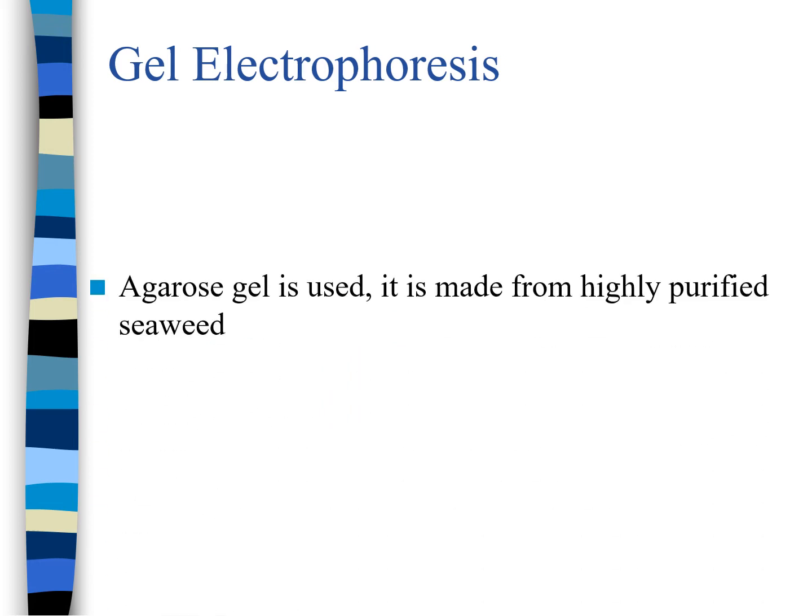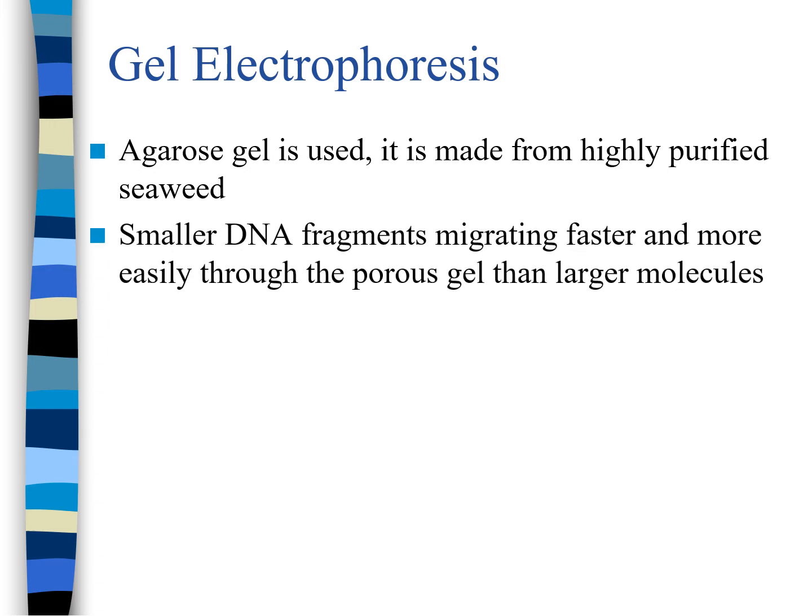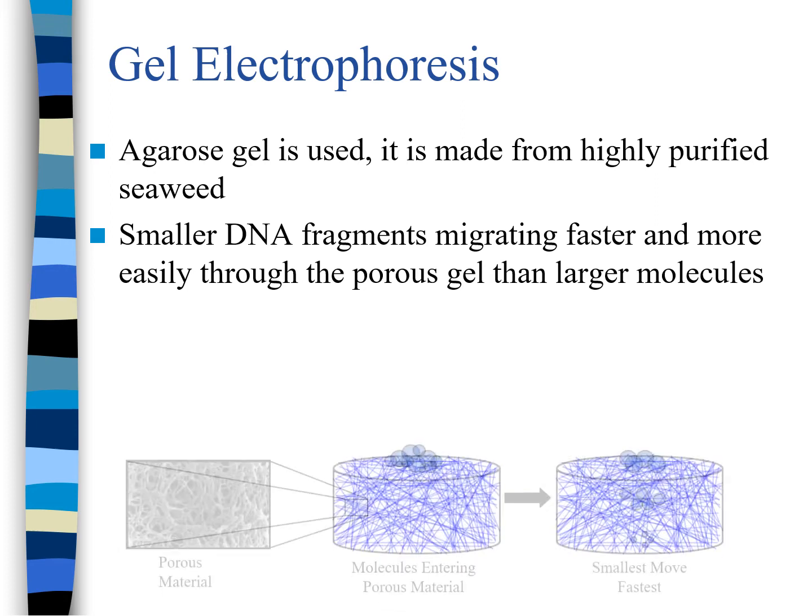So how does it work? Agarose is a chemical that we use. This is the chemical that is used to make the gel. It is made from a highly purified seaweed. So agarose has been extracted from seaweed. And as I said in the last slide, smaller DNA fragments migrate faster and more easily through the porous gel than larger molecules. Okay, let me explain here.